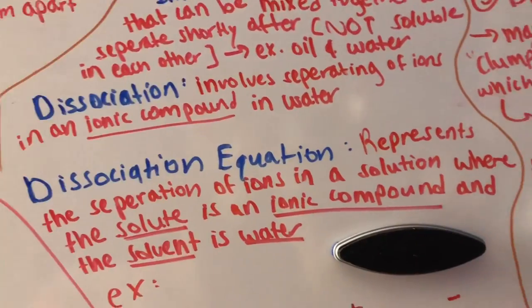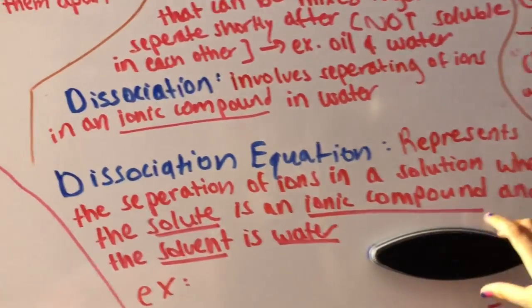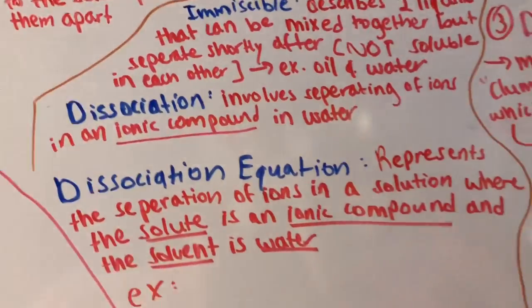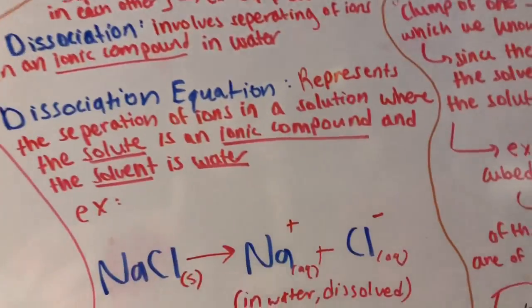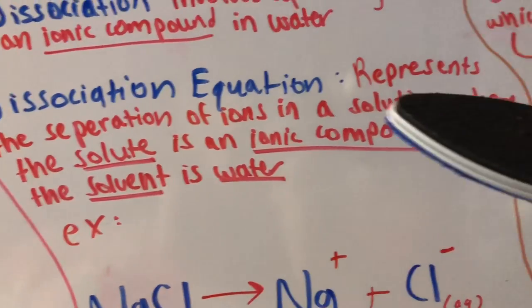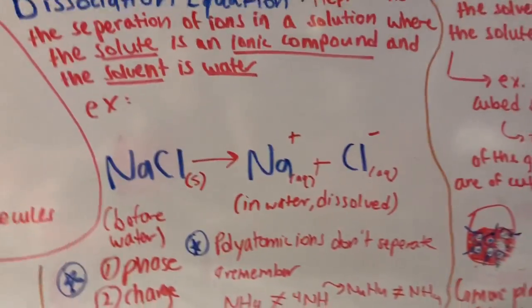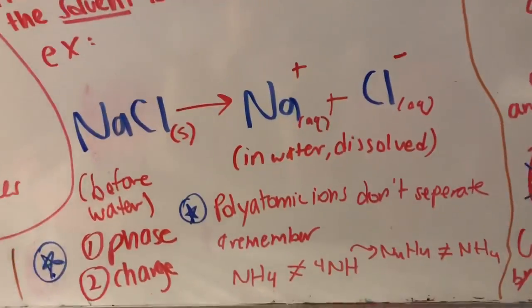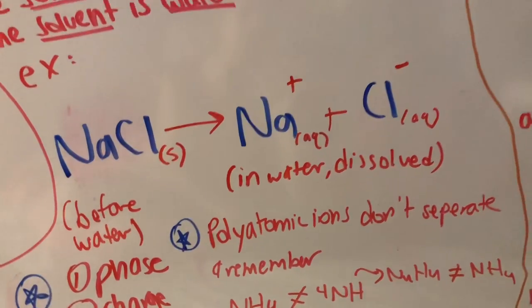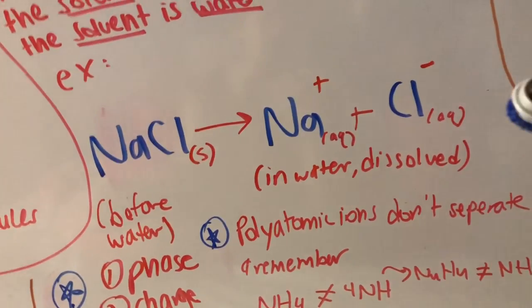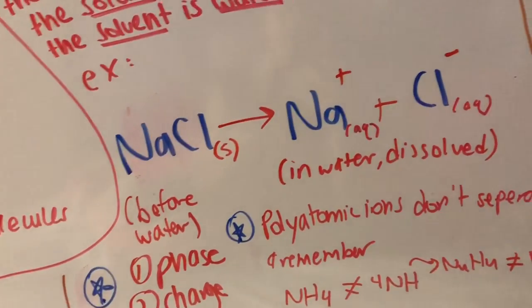Dissociation involves the separating of ions in an ionic compound in water, as we said before. The dissociation equation represents the separation of ions in a solution where the solute is an ionic compound and the solvent is water. So for example, using sodium chloride, the example that we used before, this is what the equation would look like. And this is what it will look like for a lot of other examples as well.